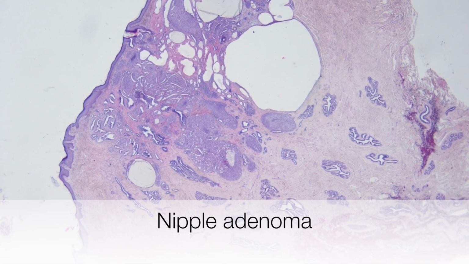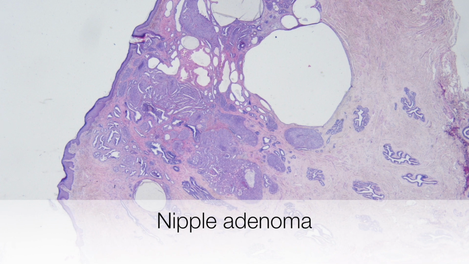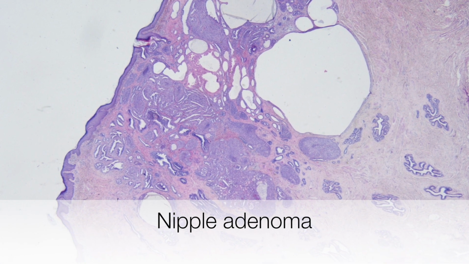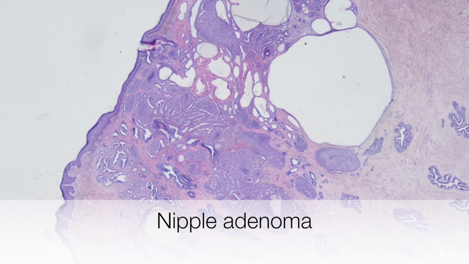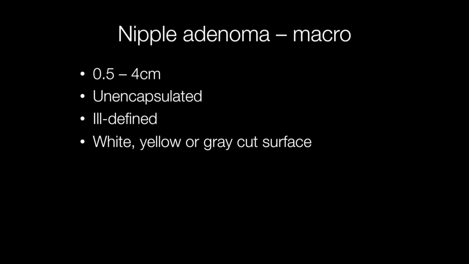This is a low power view of a nipple adenoma, and you can see that the lesion, that is the dark area, is just below the surface of the nipple. The usual size of a nipple adenoma is between 0.5 and 4 centimeters. They are unencapsulated and rather ill-defined, with a white, yellow or grey cut surface.